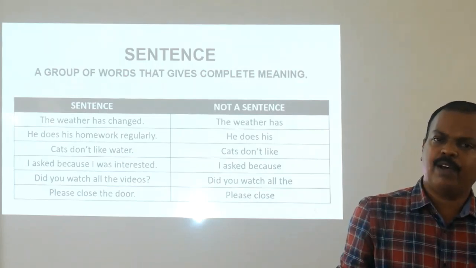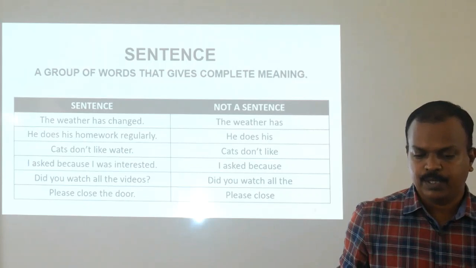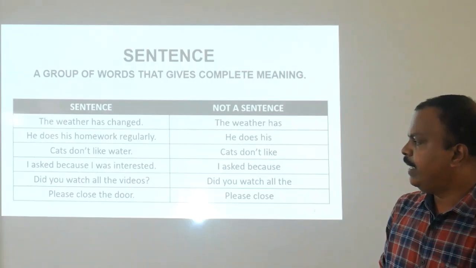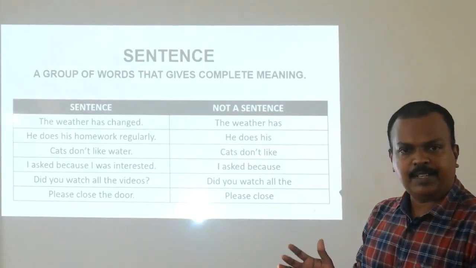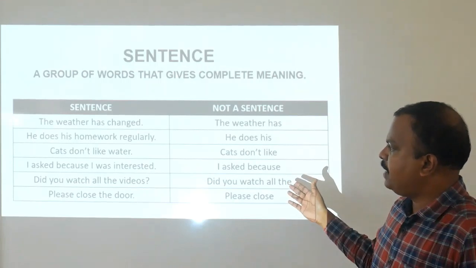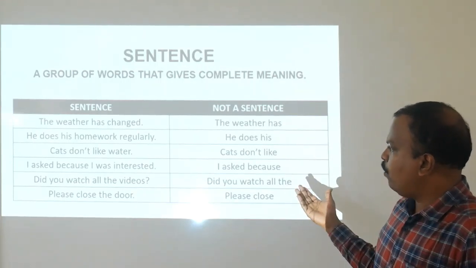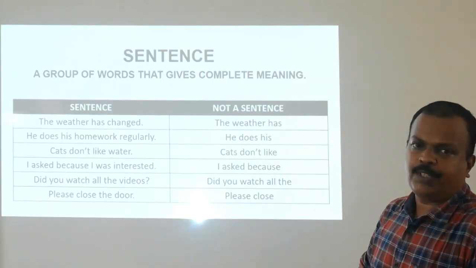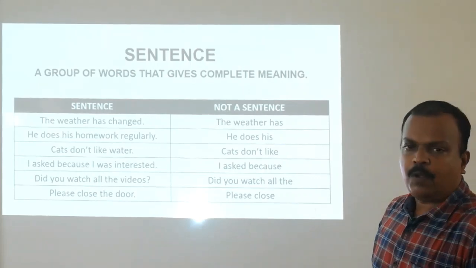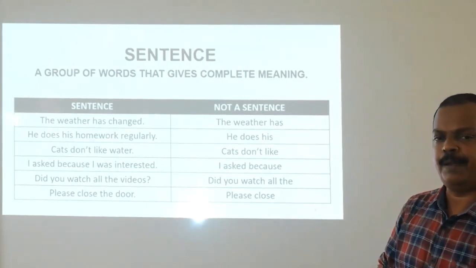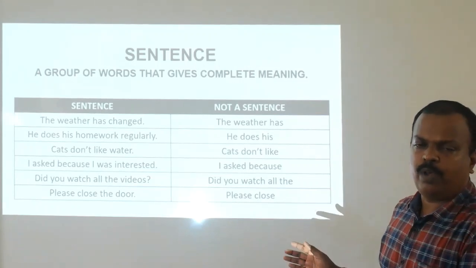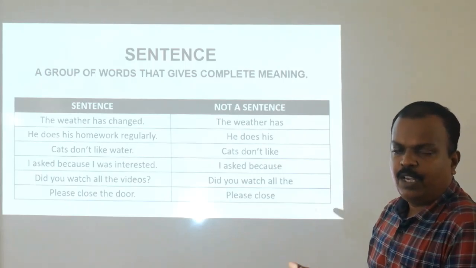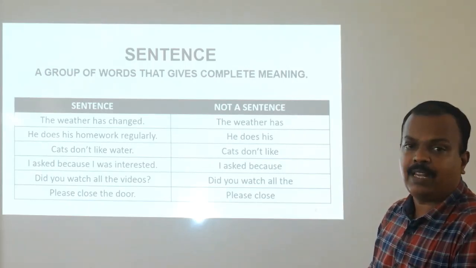To have a quick look at what this actually means, you have 2 columns here. On the left side, the examples are for a sentence which gives complete meaning. On the right side, on this column, there are also groups of words here. They look like sentences, but they are not actually sentences, simply because they do not give complete meaning. So let's read them one by one, and let's make sure that only those are called sentences which give us complete meaning, which make complete sense.